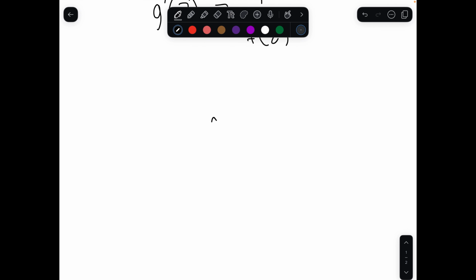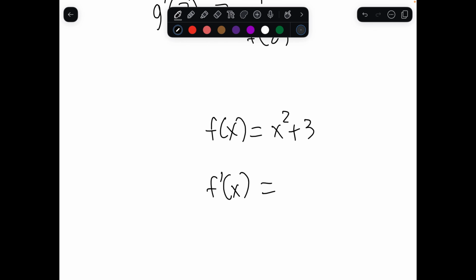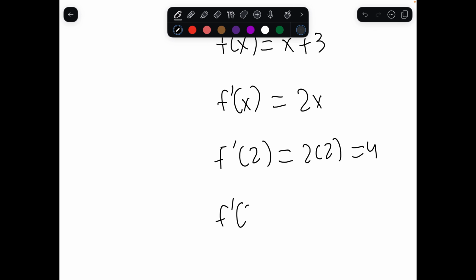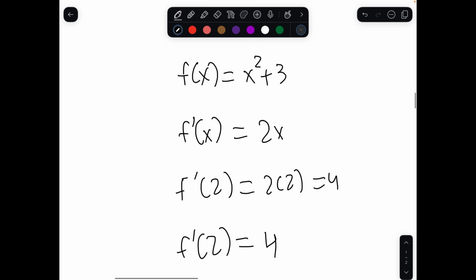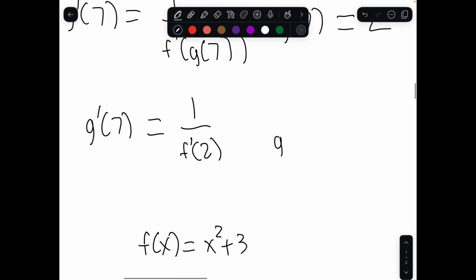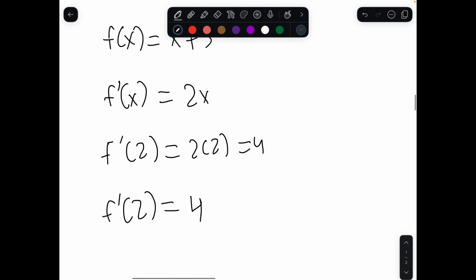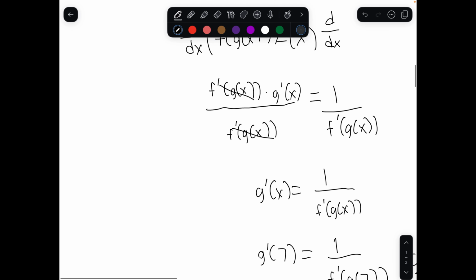So let's do that. f of x equals x squared plus 3. f prime of x equals 2x. And now we're trying to find f prime of 2. So 2 times 2 is 4, which means f prime of 2 is going to equal 4. Now we know what f prime of 2 is, which means g prime of 7 is going to equal 1 over 4. Let me just write that down here.